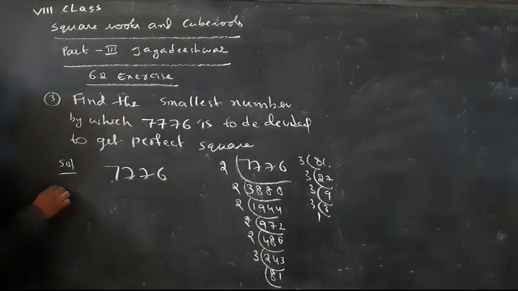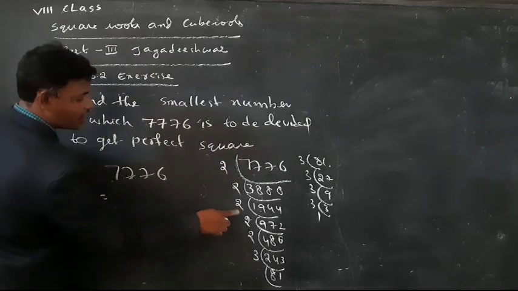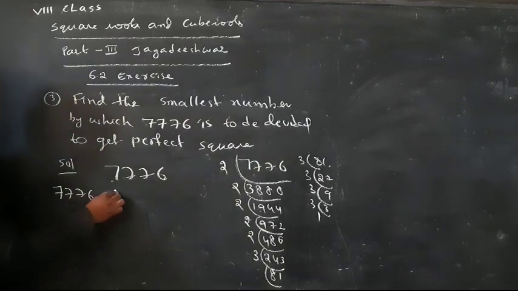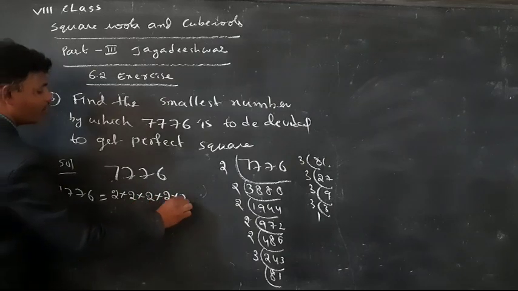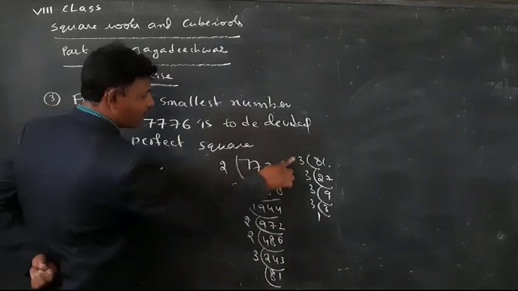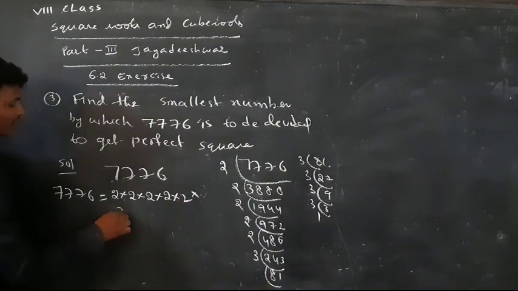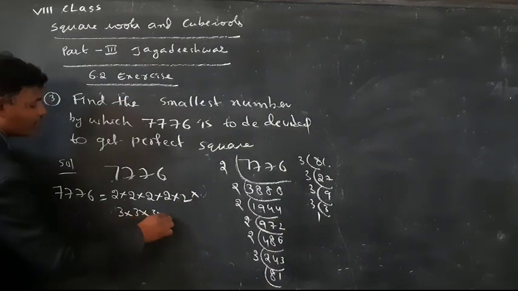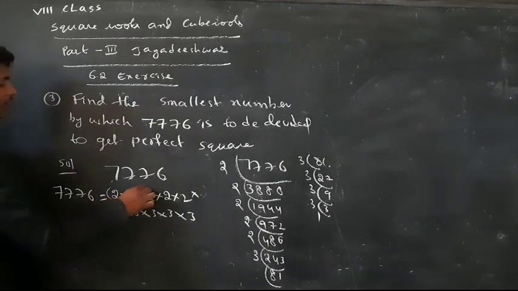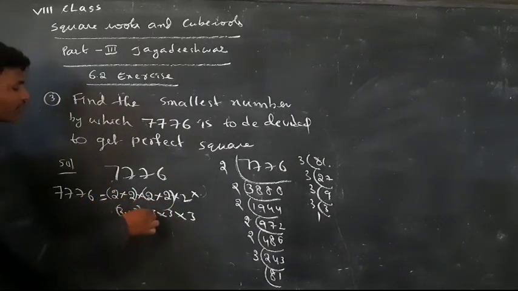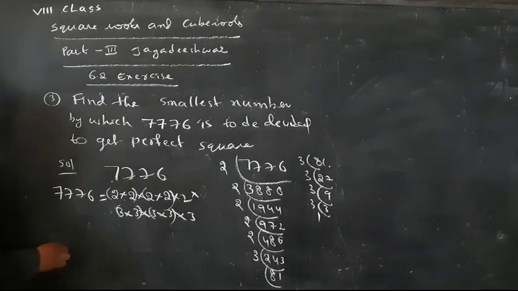So 7776 we can write as 1, 2, 3, 4, 5. So 2 is repeated 5 times: 2 into 2 into 2 into 2 into 2. Similarly 3, 1, 2, 3, 4, 5, repeated 5 times: into 3 into 3 into 3 into 3 into 3. Now make pairs. These two are one pair, these two are one pair, these two are one pair, these two are one pair. But one 2 and one 3 do not have pairs.